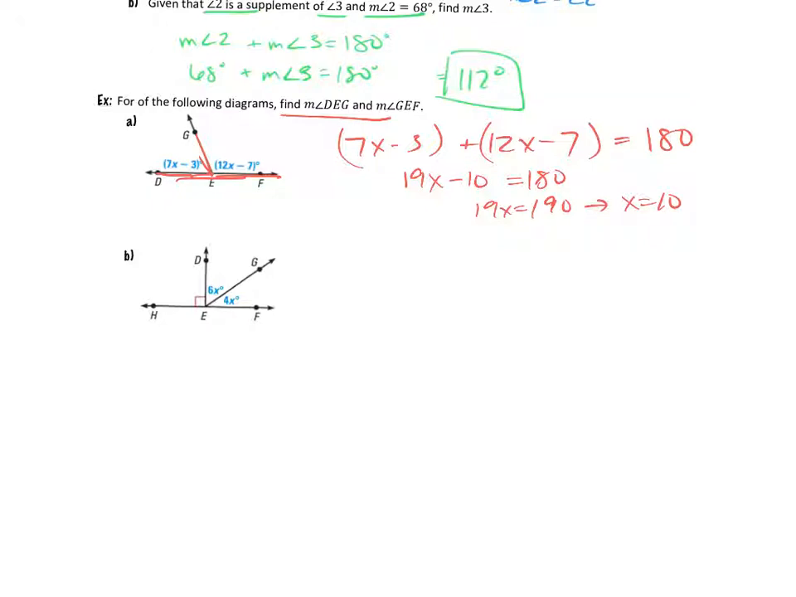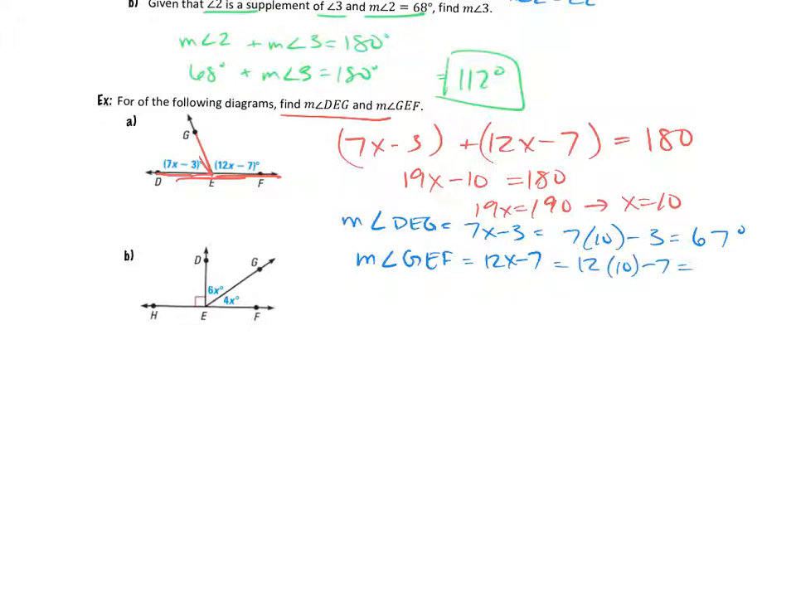Now that I have x, I can find the measure of angle DEG, which equals 7x minus 3, which is 7 times 10 minus 3, otherwise known as 67 degrees. The measure of angle GEF equals 12x minus 7, which is 12 times 10 minus 7, or 120 minus 7, which is 113 degrees.